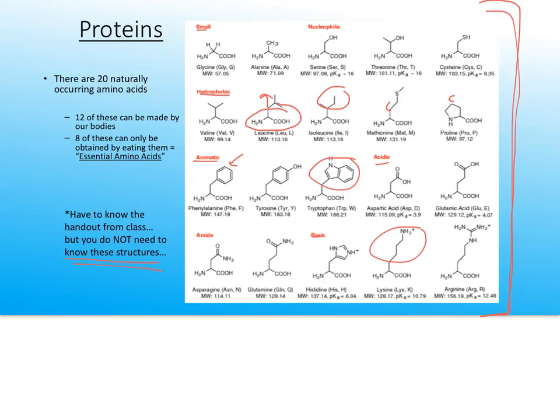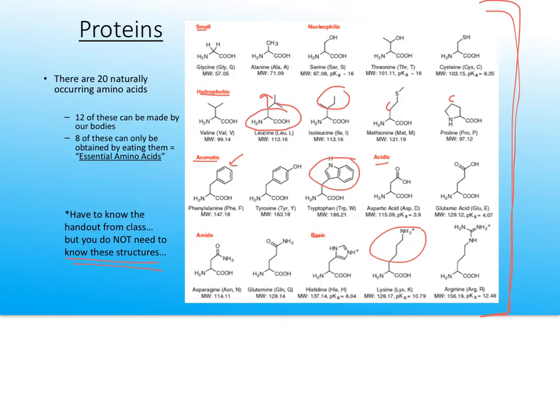And we call those the essential amino acids. So the other 8 amino acids you have to have in your diet, so they are essential in your diet. Now what you do need to know is the handout that I gave you in class. You should recognize the 20 names. You should know the 3-letter abbreviation that goes with each one. And you should know which 12 are non-essential and which 8 are essential.